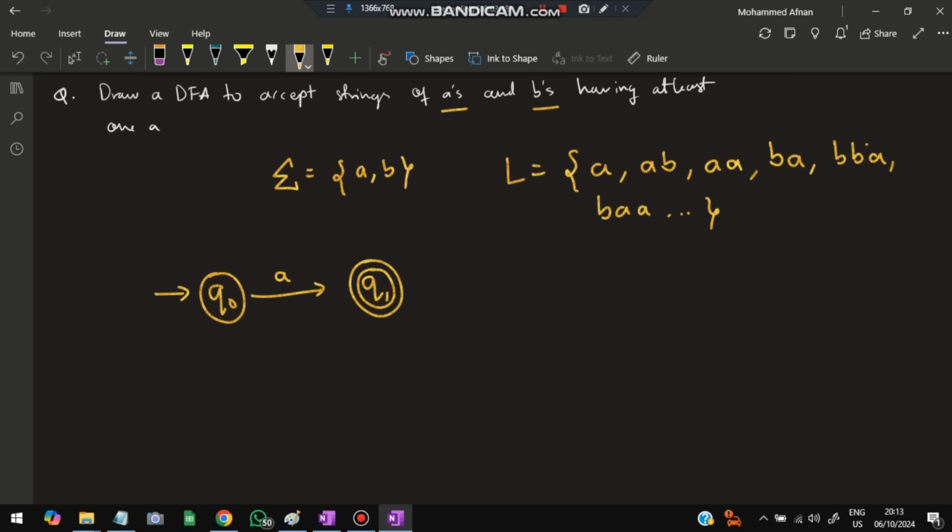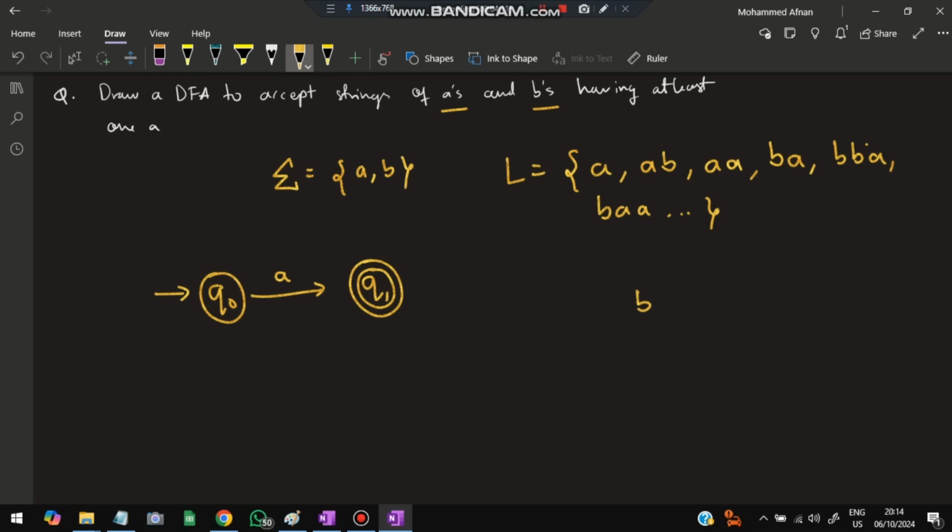Also, after making this one, the next step you have to consider is, for each state, whether all the alphabets are defined or not. For Q0, A is defined, but for Q0, is B defined? No. So how do we define B? If I take B from here, can I reach the final state? If I reach the final state, then only B will be accepted, but that should not happen, right?